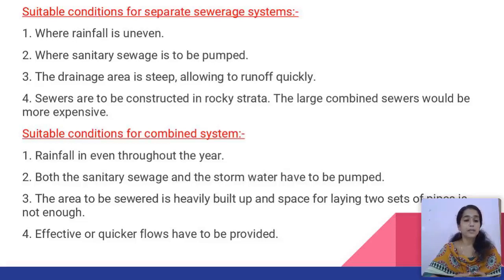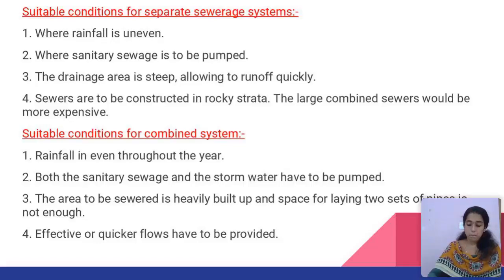The third point is, the area to be sewered is heavily built up, and space for laying two sets of sewers is not possible, then also we can accept this combined system. Then the fourth one is, effective or quicker flows have to be provided, that is effective drainage is to be provided, then also we can accept this combined system.